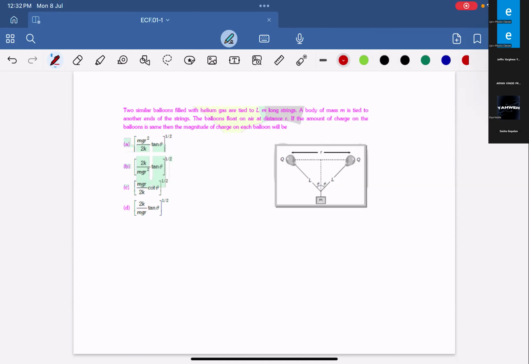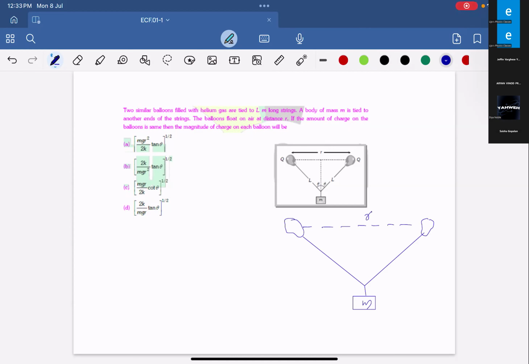I'll draw the figure, then it is very easy to do. So I have a balloon here. I have another balloon. Anyway, I'm just drawing the lines. This is the first line. This is the second line. And there is another balloon. And right here, we have a small mass suspended. And these are at a distance of r. This is what is given.